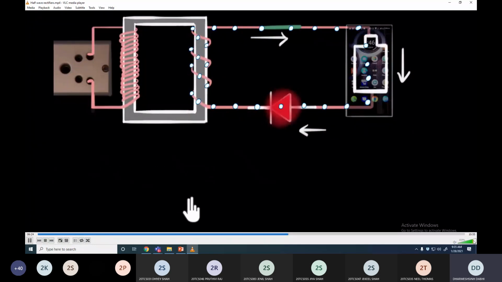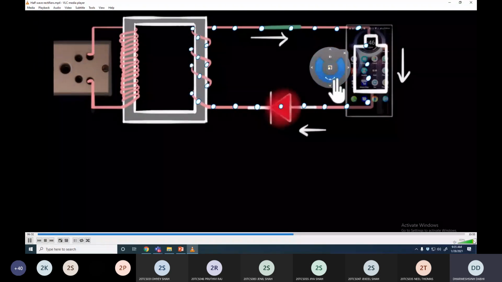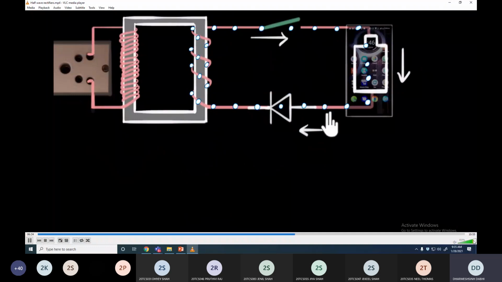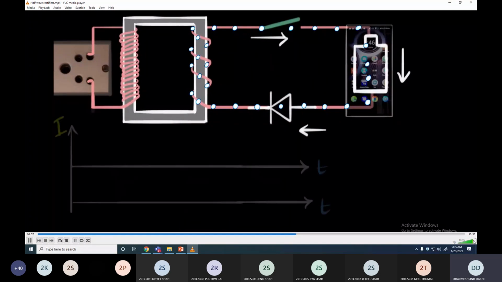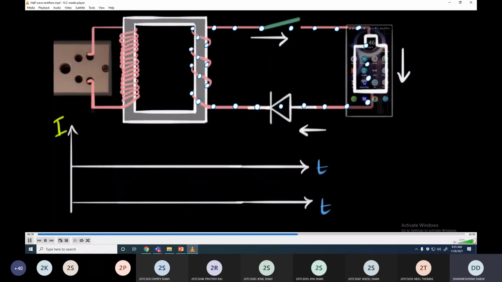It's fun to watch, right? And by the way, the green and the red color are only for our indications. The diode is not really glowing, don't worry. Okay, let's open the switch for a while. And what we'll do now is we'll draw a graph. Here it is. Our graph is going to be the current along the vertical versus time along the horizontal.